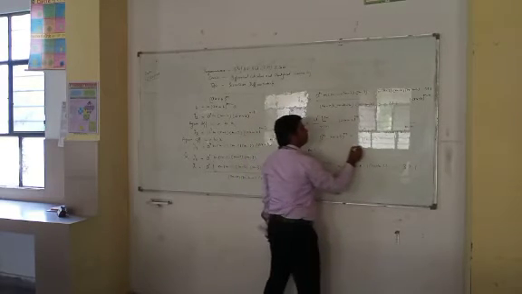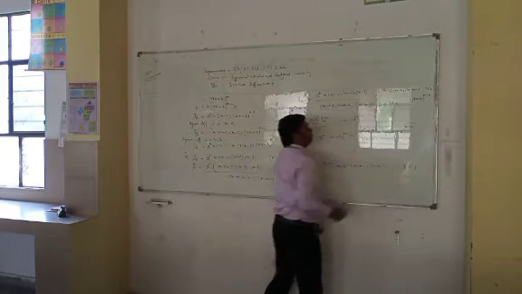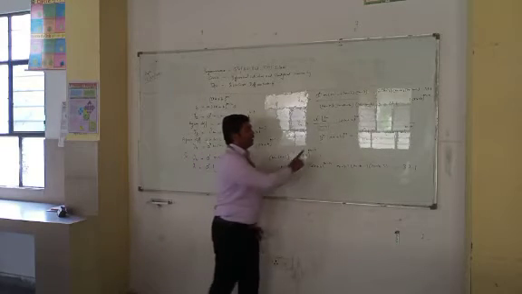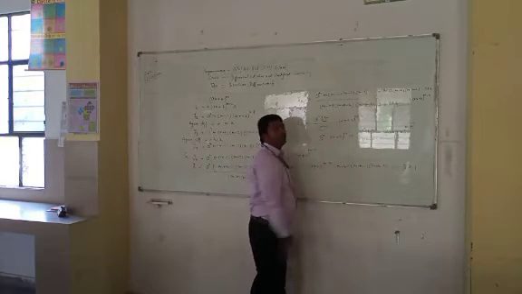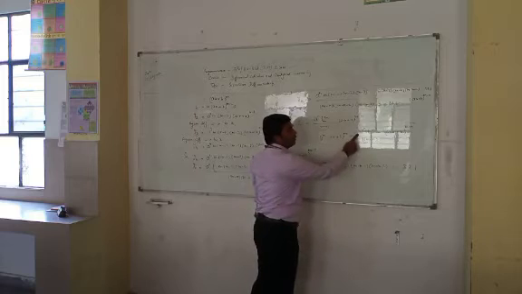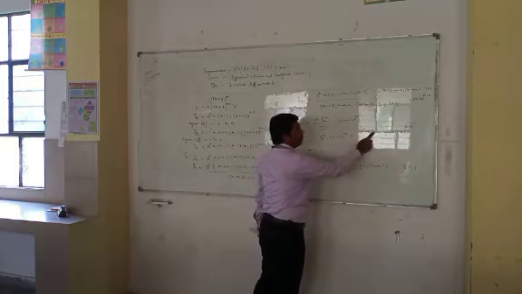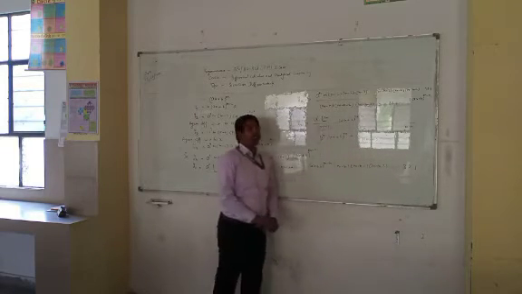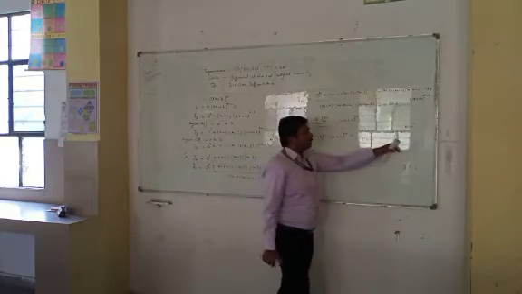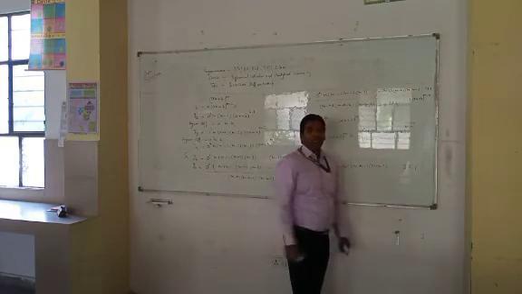This is the nth derivative of (ax + b) to the whole power m, which is equal to a to the power n, factorial m upon factorial m minus n, and (ax + b) to the whole power m minus n.